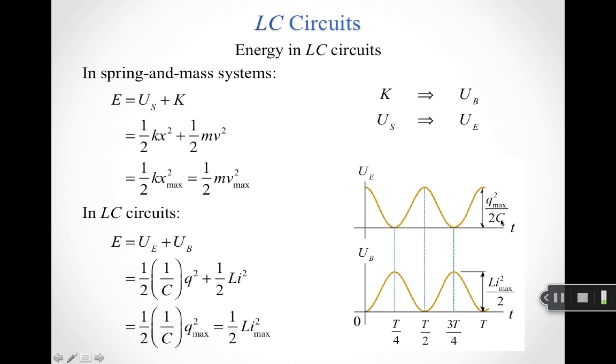So if you want to think about the total energy, I can think of it in terms of either the maximum charge squared over 2C or the maximum current squared times the inductance over 2. Either of those will give me the total energy within my circuit, as will this. The only thing here is I just have to know both the current and charge values at the same instant in time.